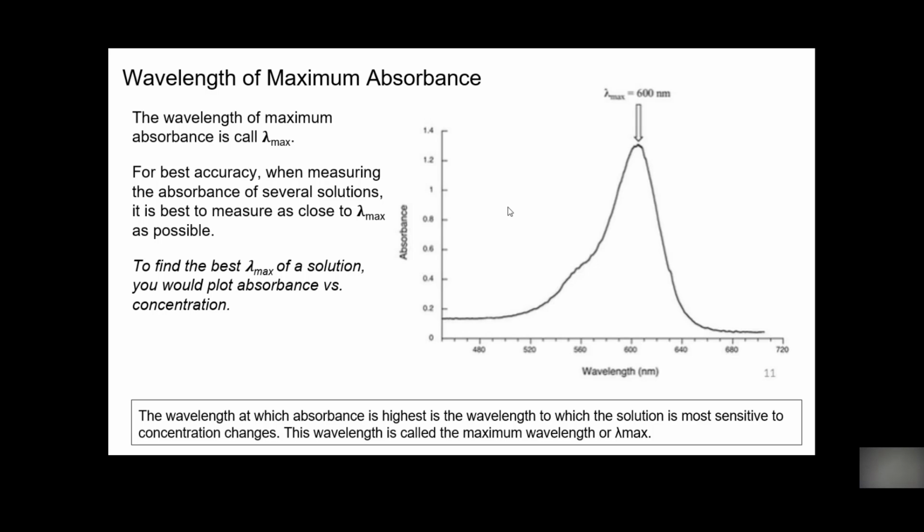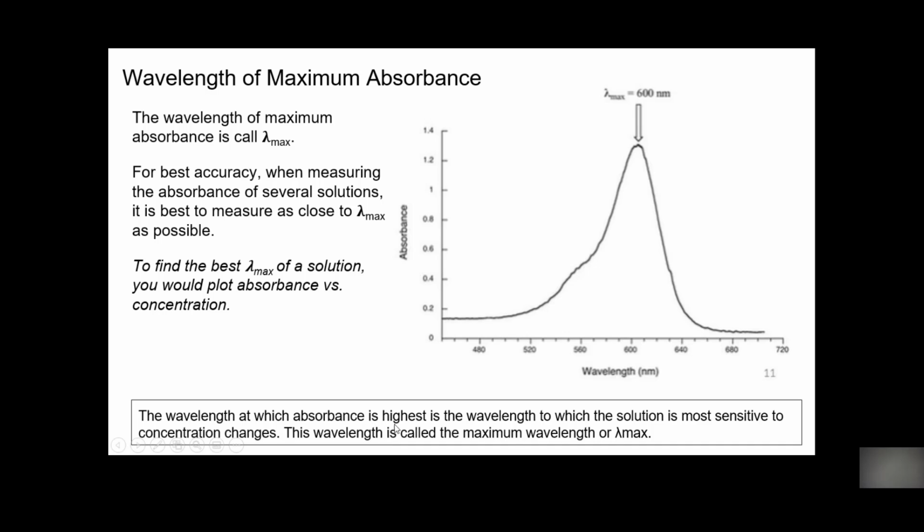To find the best absorbance max of a solution, you plot absorbance over concentration. So you would plot a number, and this is not it. This shows absorbance over wavelength. This is you determining what that is. But you would get a certain amount of values and you would plot them, and it would be absorbance versus concentration, and that would help you determine which is the best absorbance for different solutions.